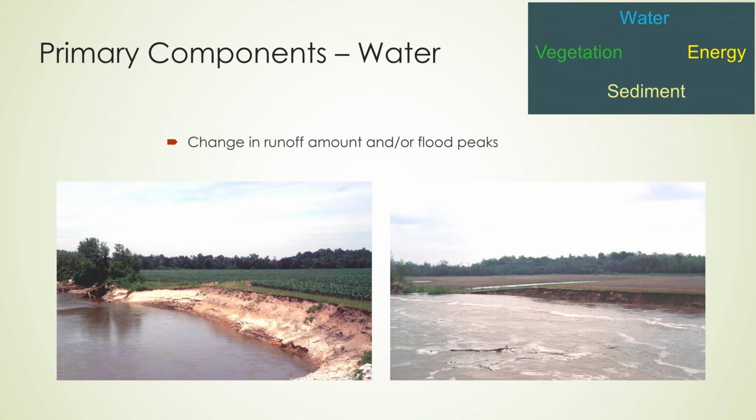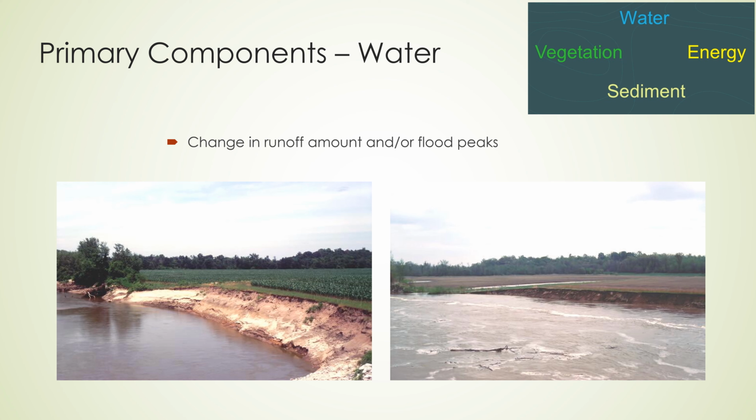The first component is water. The important aspects of the water component are how much water there is and how fast it is moving. These relate directly to the erosion and transport capabilities of the water.